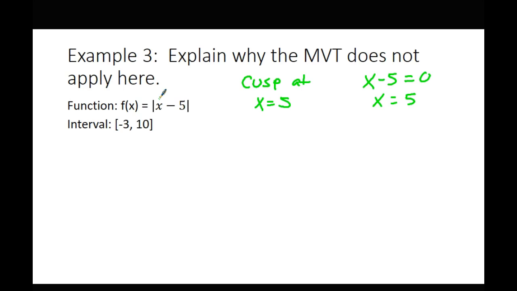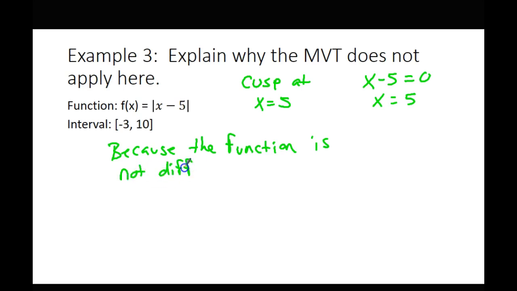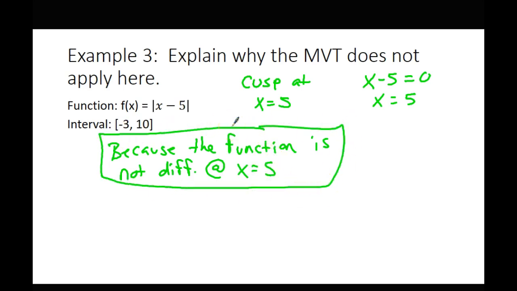Okay, so here's our official answer. We're going to say, because the function, by the way, I'm really tempted to write "it's", but you can't do that. You don't use the word "it" on the exam. You have to say the word. Because the function is not differentiable at x equals 5. That is the answer. That was just for your notes, so you know why it's not.